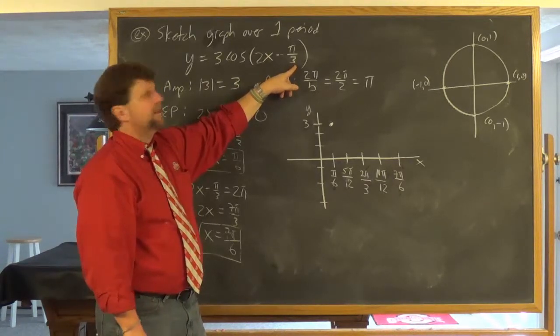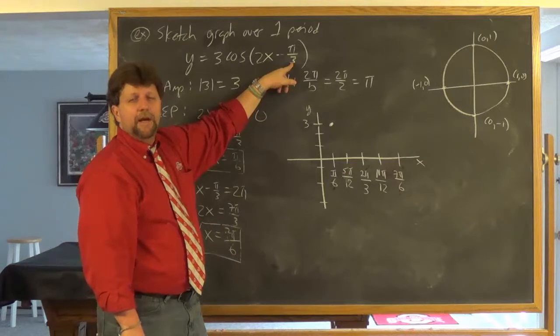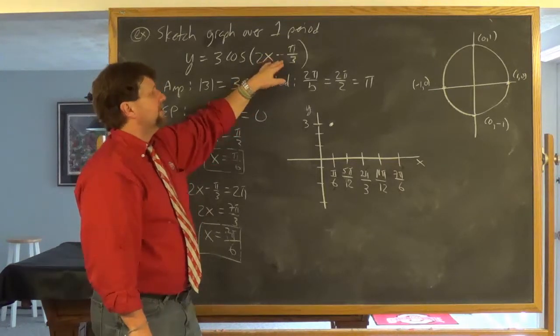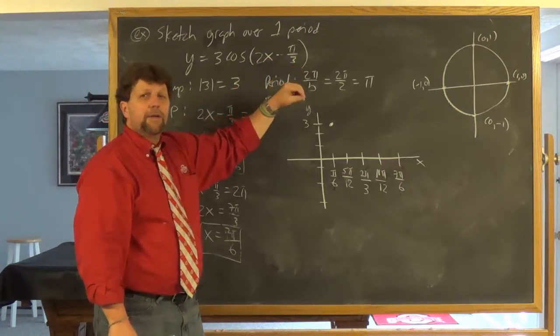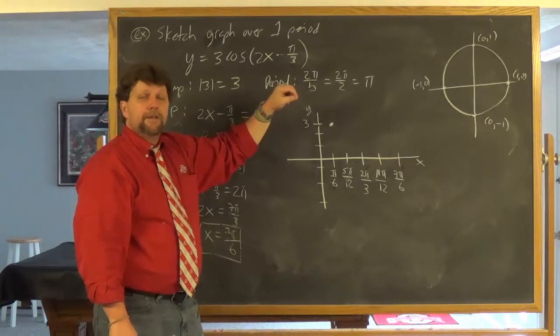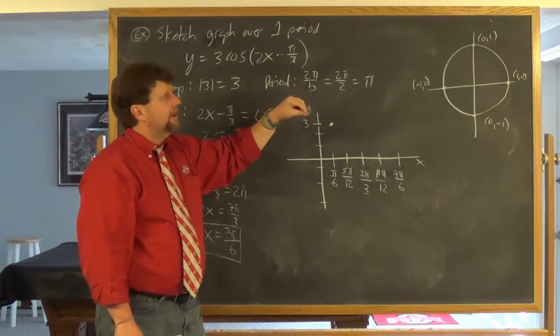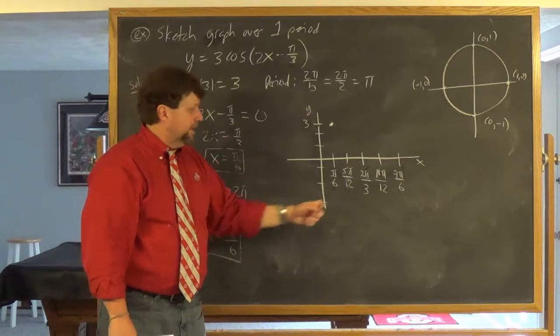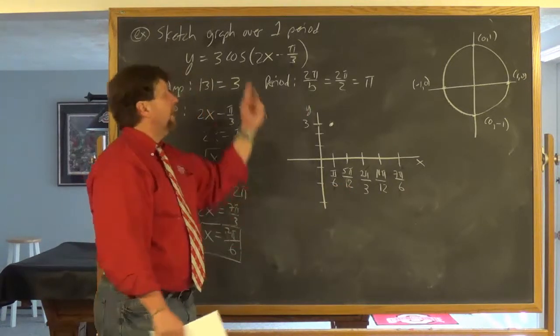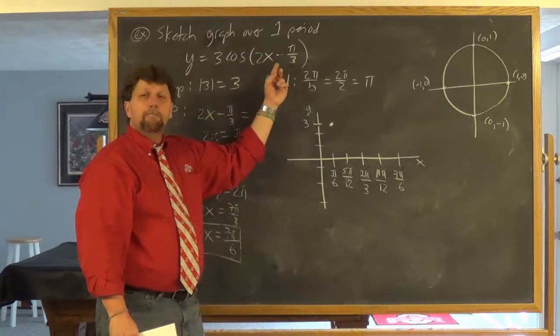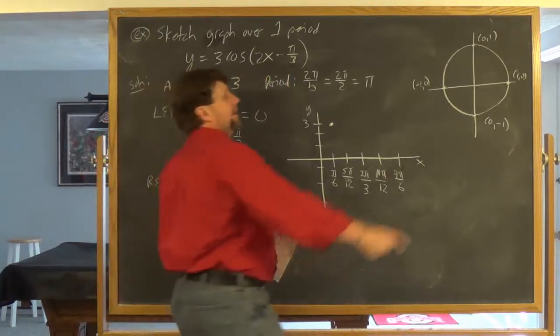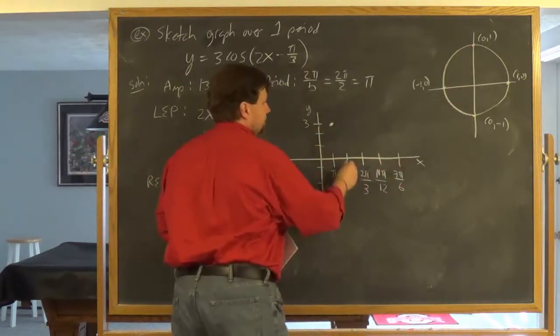Well, 5 pi over 6 minus pi over 3 is 2 pi over 6. So 5 pi over 6 minus 2 pi over 6 is 3 pi over 6, which reduces to pi over 2. It's exactly what it should be because that's the first quarter point. And then the cosine of pi over 2, it's that x-coordinate, which is 0.